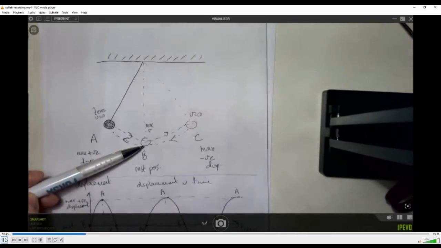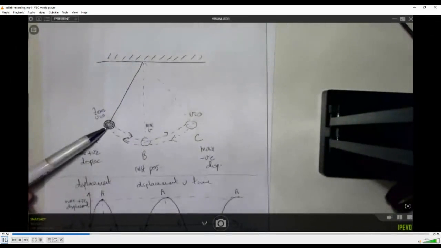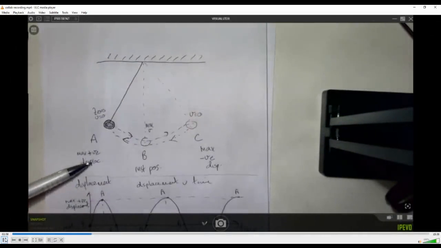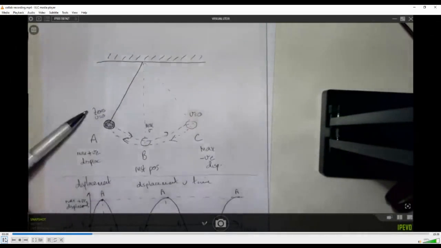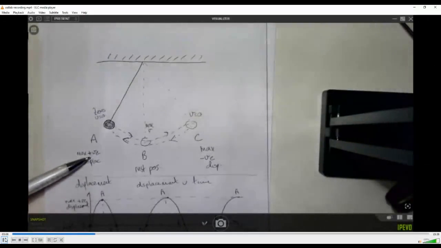The pendulum would stop in this position, known as the rest position, or the equilibrium position, and I'm calling that position B. This position here, position A, is the point of maximum positive displacement. So I'm saying this direction is positive displacement. So it's maximum positive displacement from the rest position. I have this sign positive for displacement.